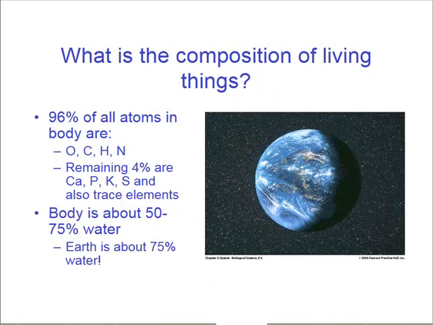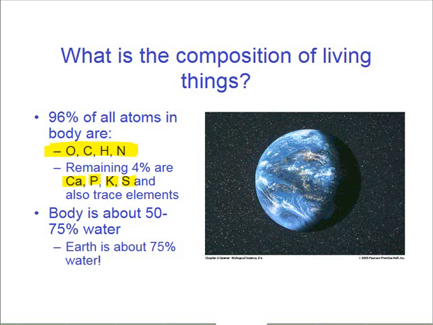Now, if we look at the composition of living things, and let's take us for example, we know that 96% of all of the atoms in our body are either oxygen, carbon, hydrogen, or nitrogen. And the 4% that remains are things like calcium, phosphorus, potassium, sulfur, and other trace elements.